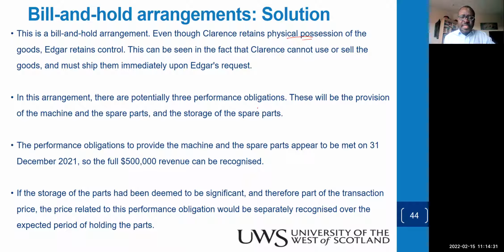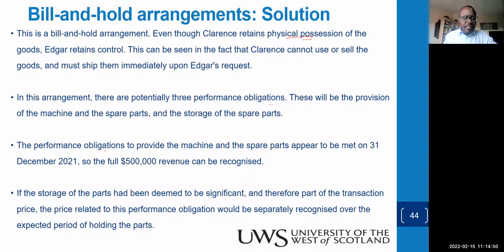So there are potentially three performance obligations here. One, supply the machine to the customer, who takes it. Number two, supply the spare parts to the customer, who takes possession of it. Number three, keep the spare parts for the customer. Those are the three performance obligations.